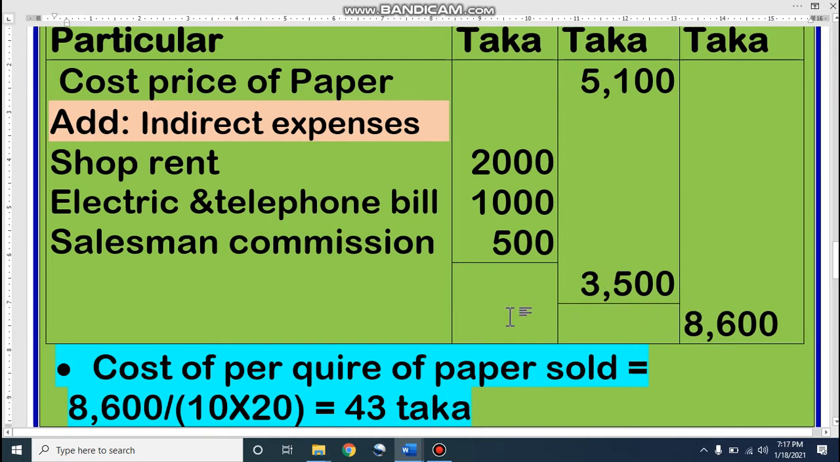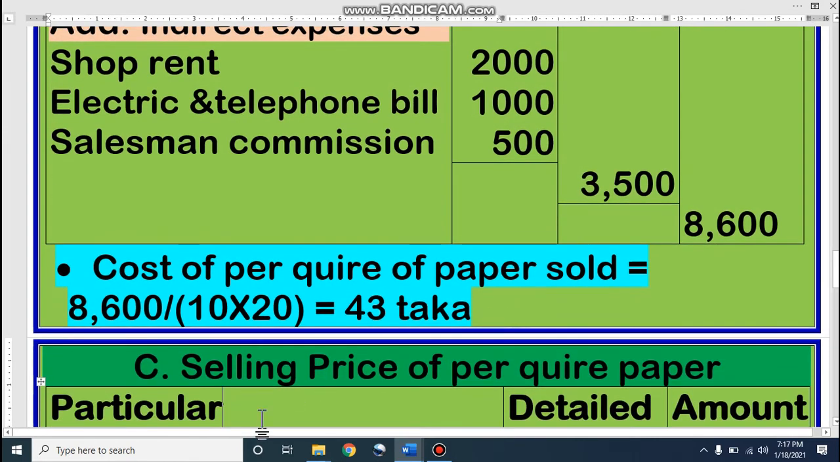Therefore dear student, for the cost per quire of paper, 8600 is divided by the number of quire. Per quire means 10 ream into 20, that means 200 quire. So 8600 divided by 200 is 43. This is the cost per quire of paper, dear student.